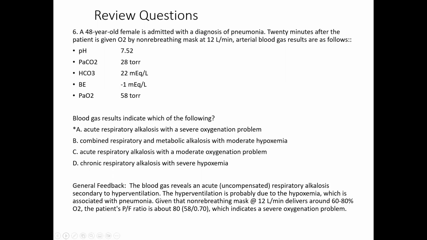48-year-old female admitted with diagnosis of pneumonia. 20 minutes after a patient is given O2 by a non-rebreather mask, the flow is fine, 10/12 up to 15 or flush. Arterial blood gas results are as follows: 7.52, so they're alkalotic. There is a respiratory component to their alkalosis. Bicarb is still within normal range. Base excess is fine. PaO2 is 58.